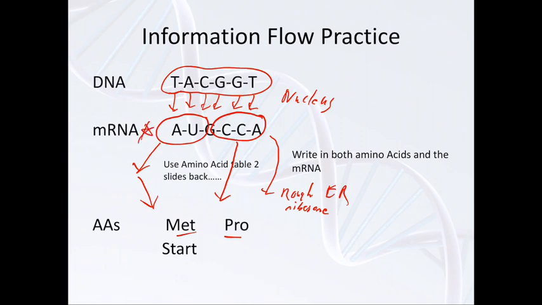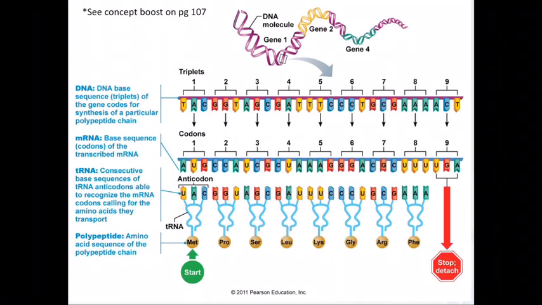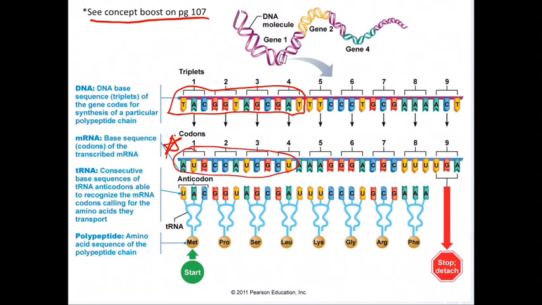So what I recommend is using this as a template. Go to Concept Boost on page 107 and do some practice with this. Write it out yourself. Start with that, cover all the stuff up on the bottom here, and then work through. Write out your messenger RNA. You won't have to write out the transfer RNA, so skip that step and go right from the messenger RNA to the amino acid. Practice that, and make sure you know how to do that using the table.